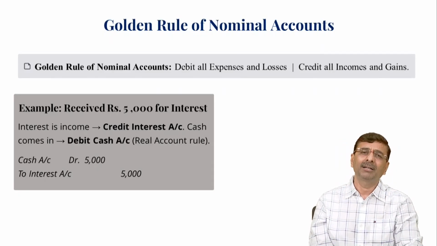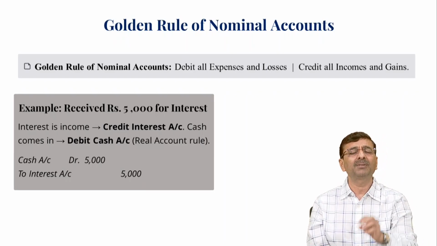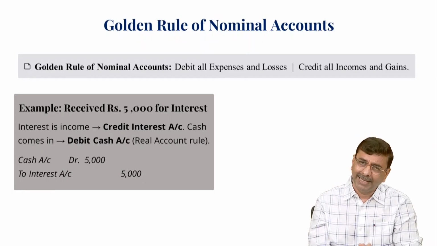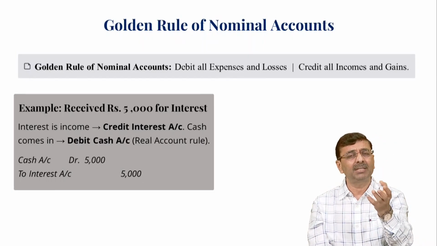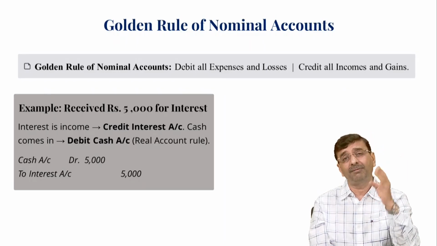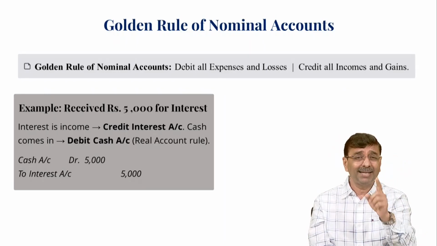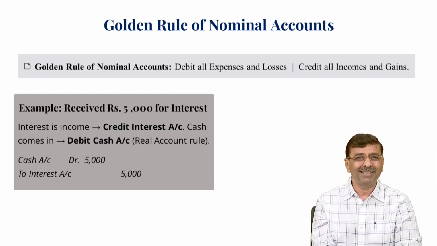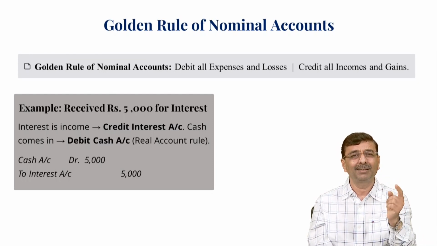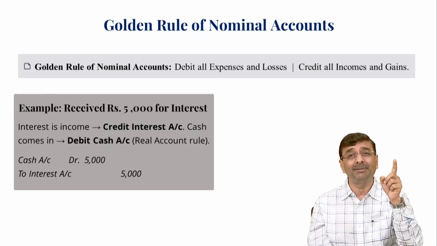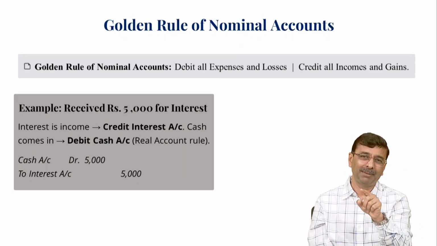Very simple. In the transaction which takes place here, 5,000 rupees interest is received. What did you receive? Interest. Maybe you received interest in the form of cash, or maybe the bank received the interest on your behalf. In case you received cash, it affects the real account. Correct? So cash comes in, cash account is debited. In case the bank received your interest, who is the receiver? Bank is the receiver, so the bank account is debited.